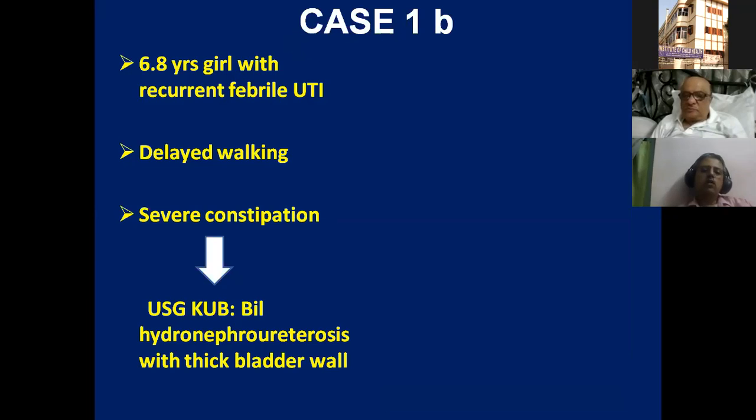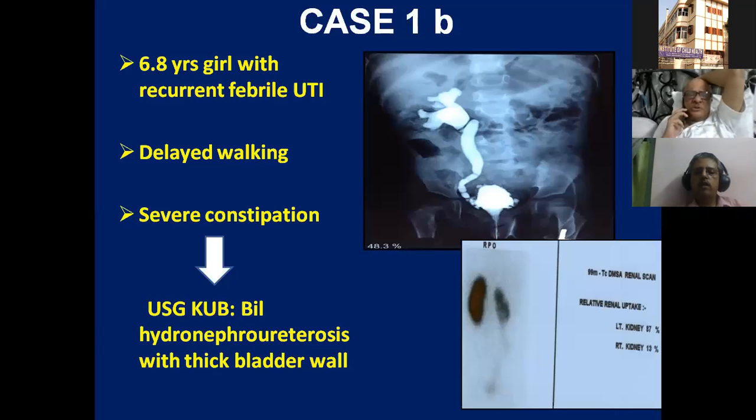Moving on to our next case, it was a 6.8-year-old girl with recurrent febrile UTI, who came in with delayed walking and severe constipation, and the ultrasound showing bilateral hydroureteronephrosis with a thick bladder wall. This was the MCUG, and what you can see here is the classical neurogenic bladder.